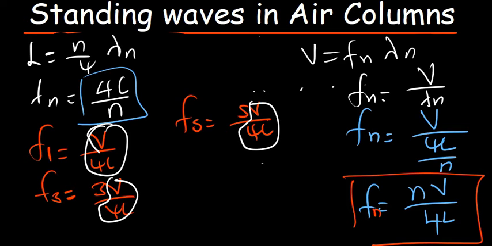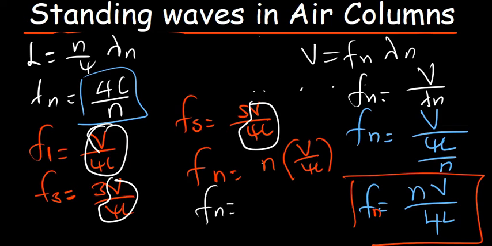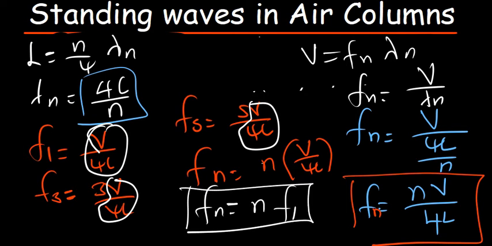So we can write the general formula to say Fn will be equal to n times, in the brackets, V divided by 4L. So V divided by 4L is the first fundamental frequency. So Fn can be written as n times this. This is also true where n can only be 1, 3, 5, 7. You keep on going, the odd numbers.